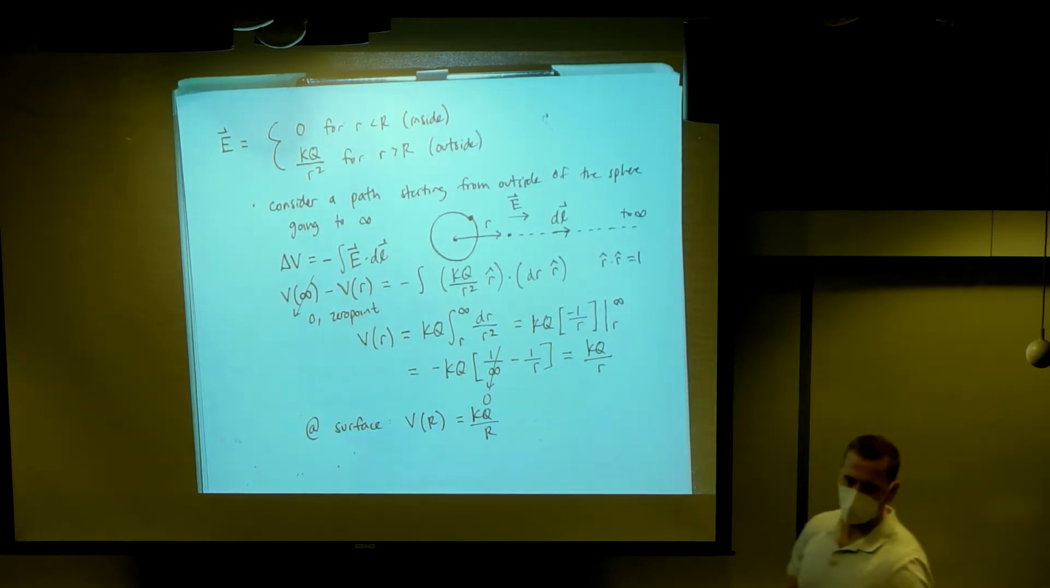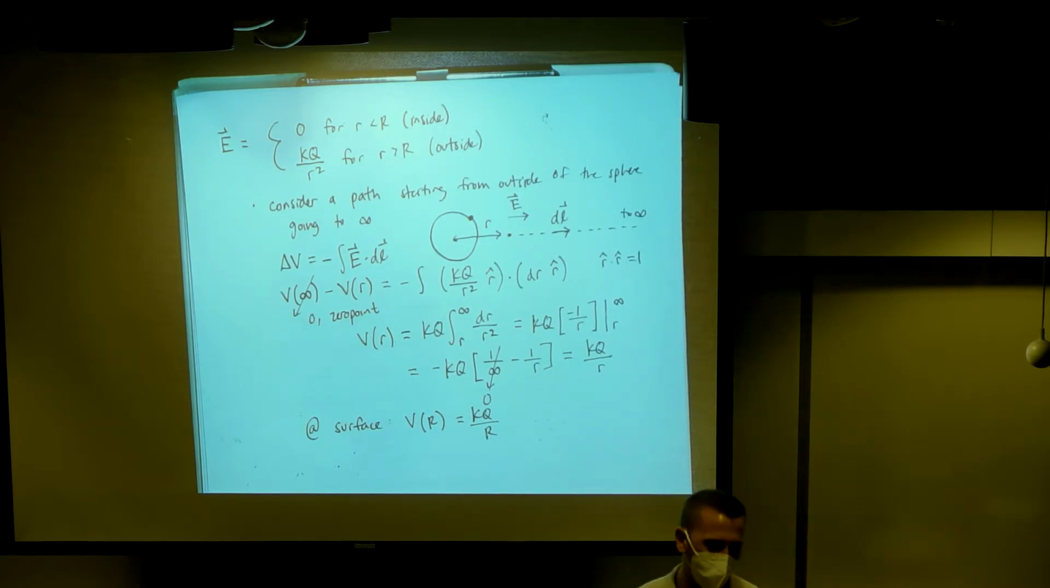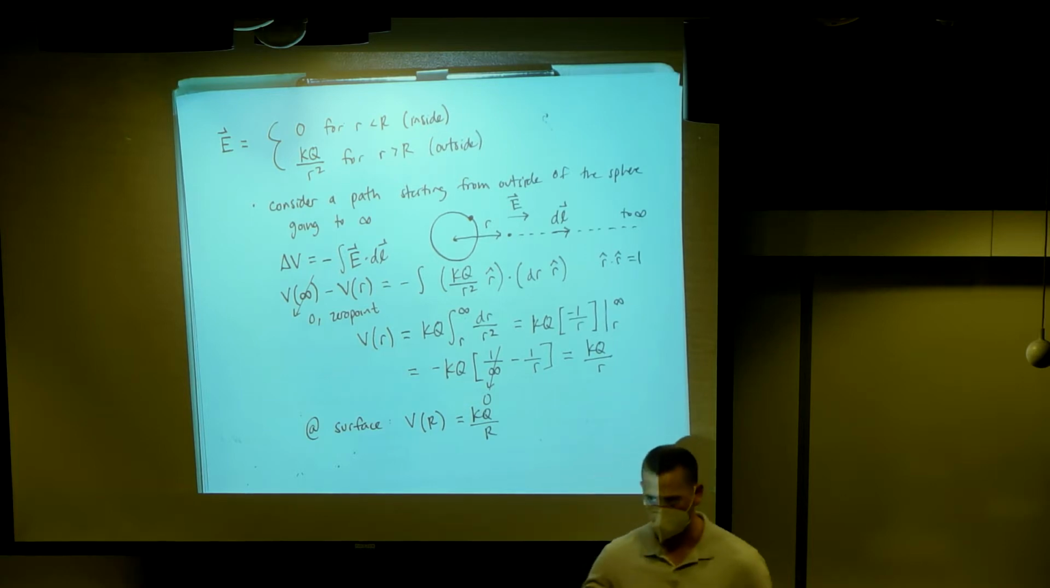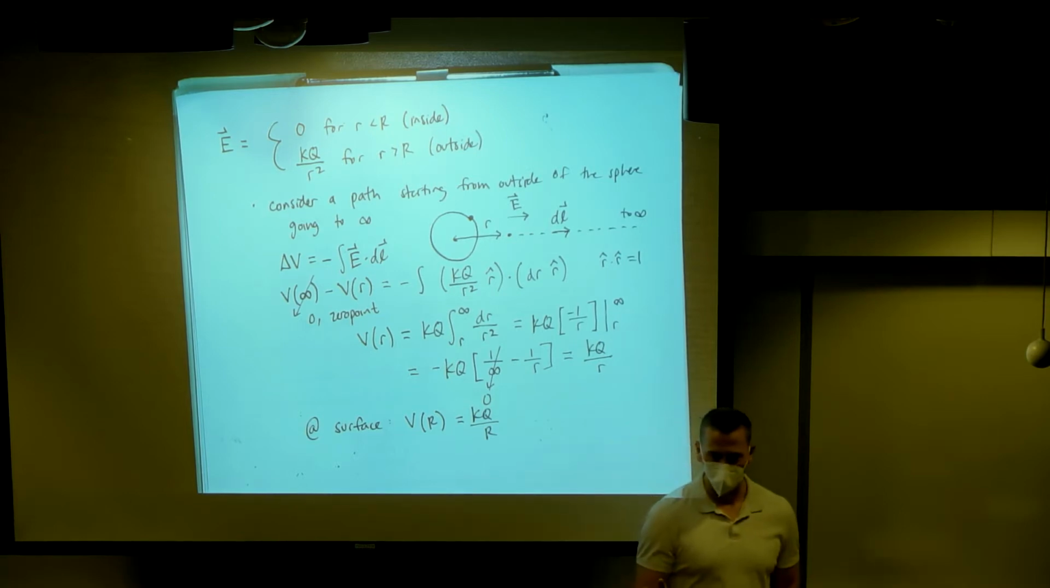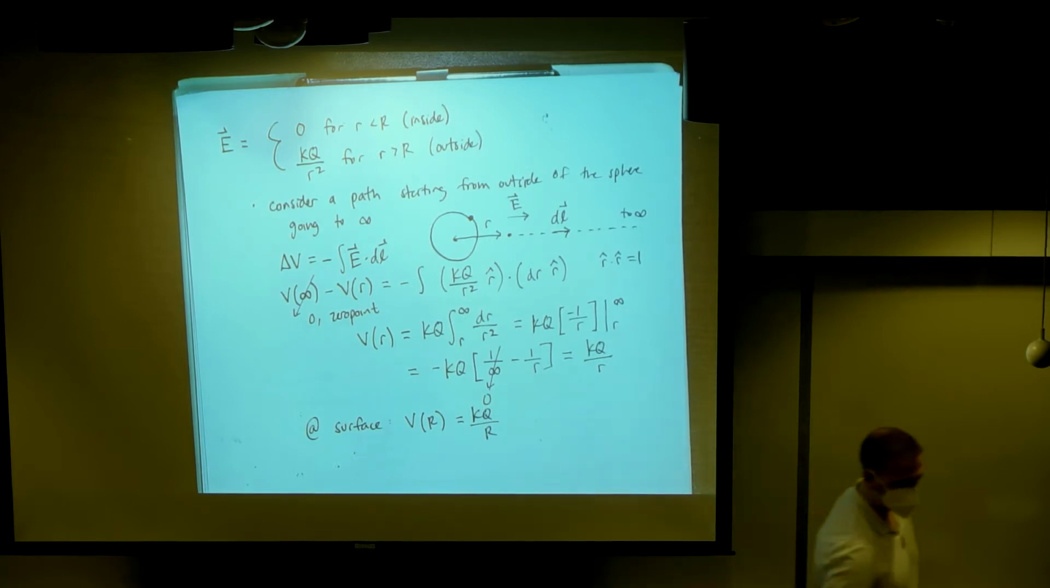So to be clear, we haven't finished the problem yet. We've pretty much just done half of it because we've come up with a valid formula for the electric potential if we're outside of the sphere. But if we're inside of the sphere, that's a different story, okay? So let's think about that for a little bit, okay?